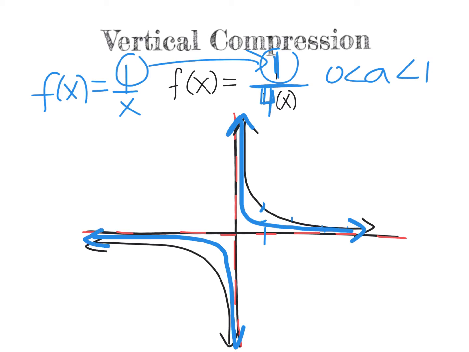Okay? Earlier we talked about a stretch. The stretch is going to pull it further out, making the numbers bigger. A compression is going to make it smaller and closer to the asymptotes. It's going to squeeze it in. It's going to compress it towards the asymptotes versus stretching it away from the asymptotes.